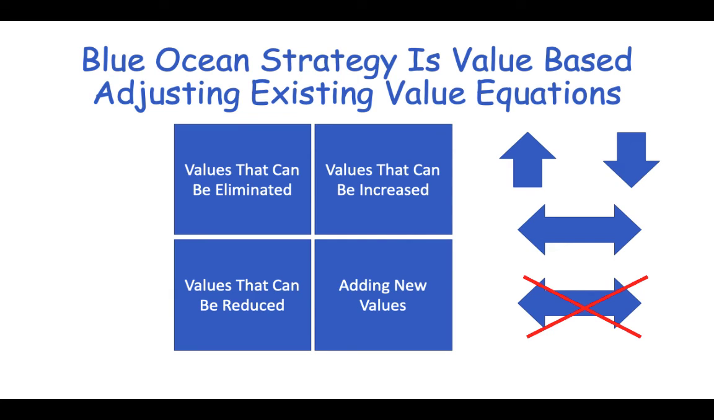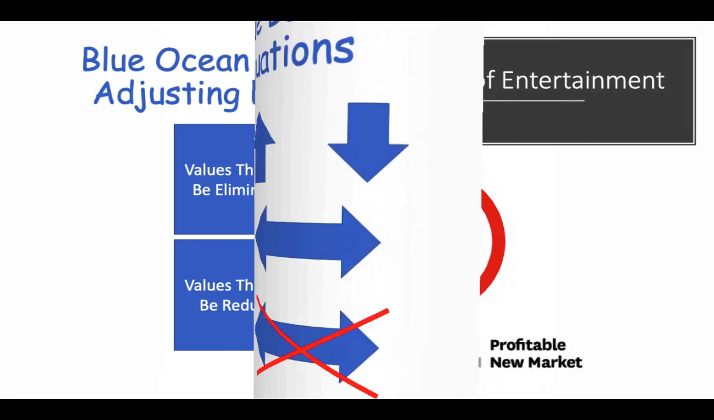Essentially what you do here is take an existing category with a value profile and create a new value profile by eliminating, increasing, reducing, and adding. It's a very interesting approach. And at the end of the day, the new value profile often ends up being an entirely new business.